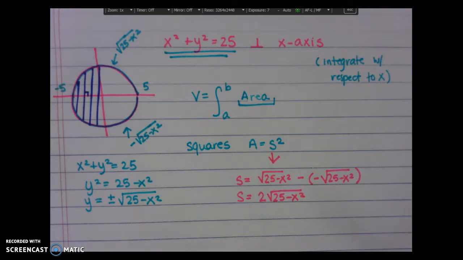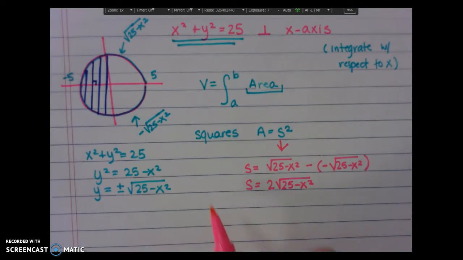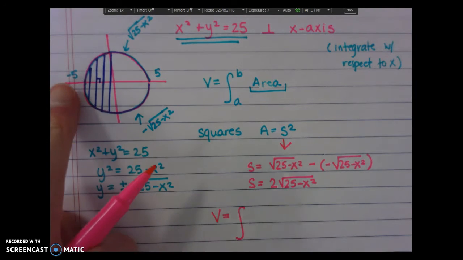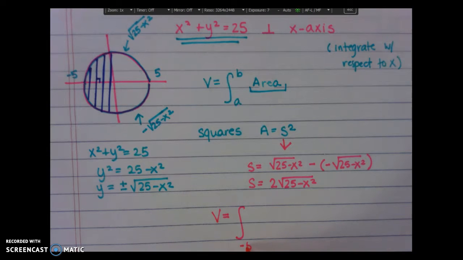Now if we know this, calculating the volume actually becomes relatively easy. The area formula for a square is side squared. We know side. So to find the volume of a figure with cross sections that are squares, we're integrating again with respect to x. We're going from -5 to 5. I'm going to put the formula for the area of a square in here, and the formula for the area of a square is your side squared.